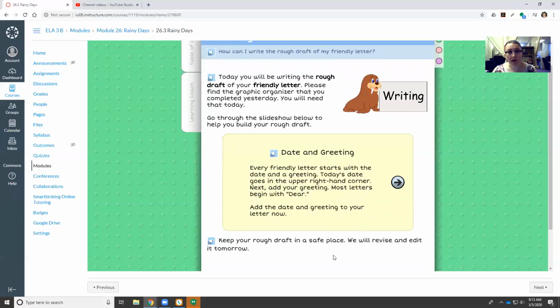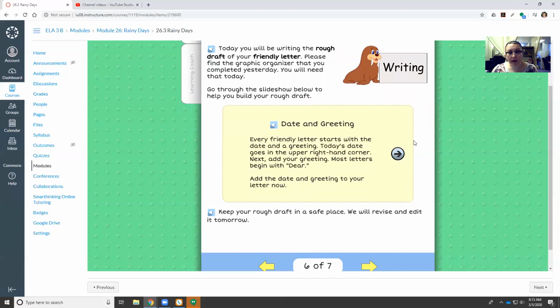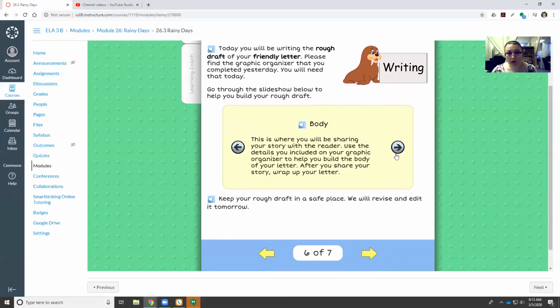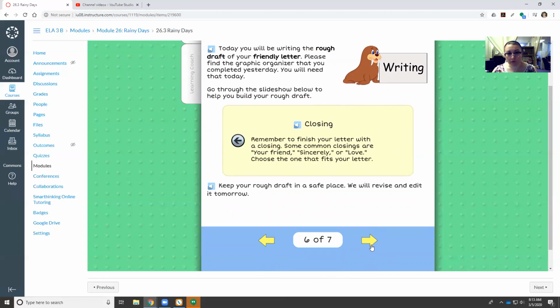Writing, today is going to be writing the rough draft of your friendly letter. You made a graphic organizer yesterday, so please get that out. You will need it. And go through the slideshow to help you build your rough draft. So you need a date and greeting, your opening, your body, and your closing.